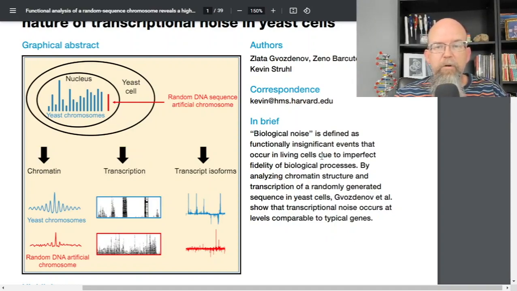Right? By analyzing chromatin structure and transcription of a randomly generated sequence in yeast cells, the authors here show that the transcriptional noise occurs at levels comparable to typical genes. So if we were to take a look at your chromosome number 1, and we were to ask across all those hundreds of millions of base pairs, you have certain places where there are genes, and those genes are turned on or turned off. They may not actually be completely turned off. They might have some very low level of transcription in which they're being copied, maybe even being translated in the cell, but maybe not at high enough levels that it matters at all, right?